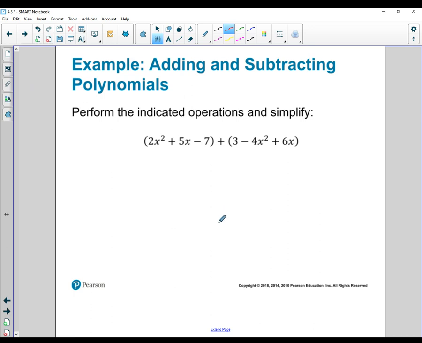Okay. And so I have two different ways I like to do these. I either go term by term or I like to line them up. For this one, I'll go term by term. So I see 2x squared. Do I have any other x squareds? I have a minus 4x squared. So 2x squared minus 4x squared, 2 minus 4 is going to be negative 2x squared.